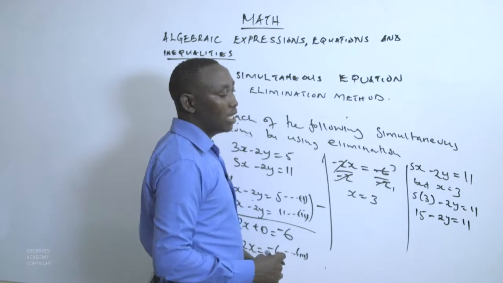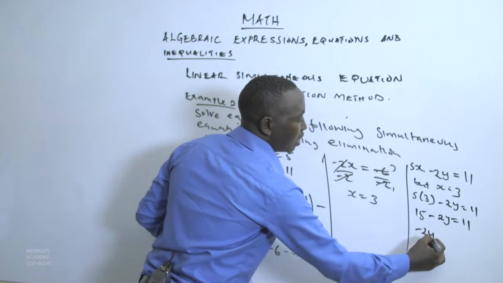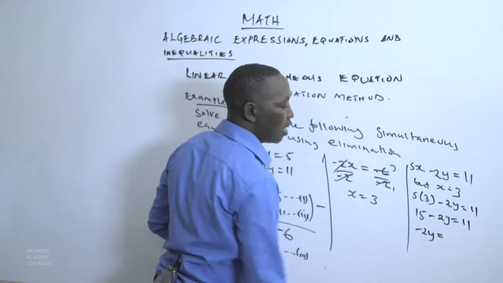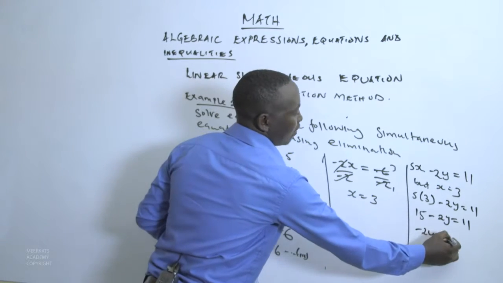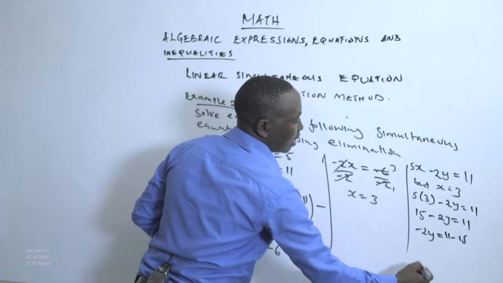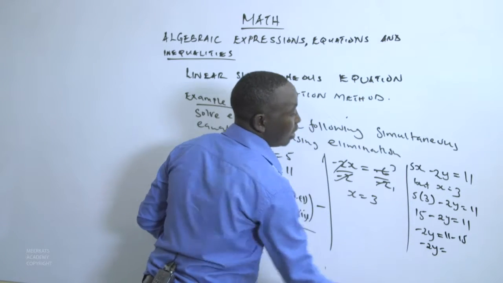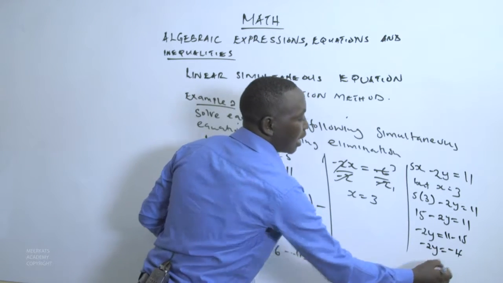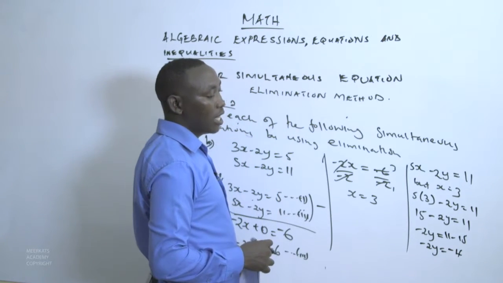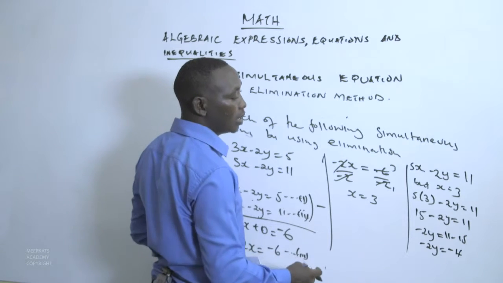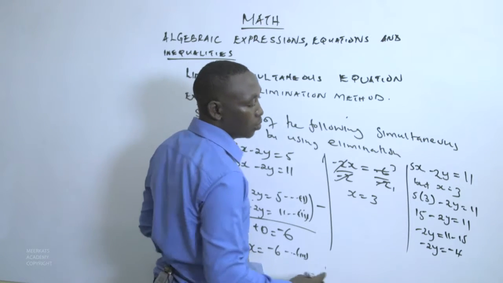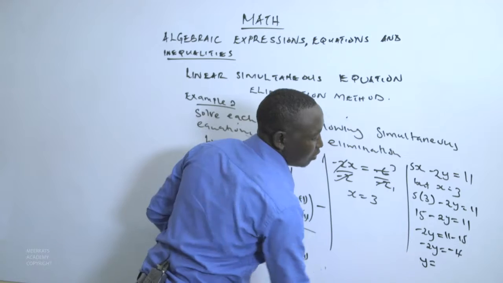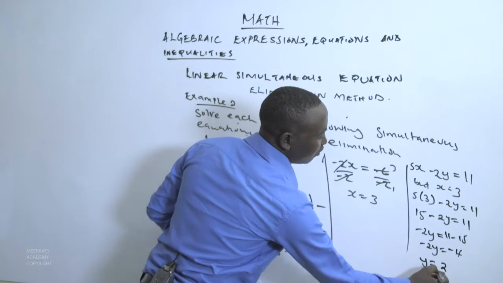When we group the like terms together, we'll remain with -2y on the left hand side is equals to 11 subtract 15. So this will be -2y is equals to 11 subtract 15, you'll get -4. And therefore, for you to get the value of y, you divide both sides by -2. Hence, the value of y will be +2.